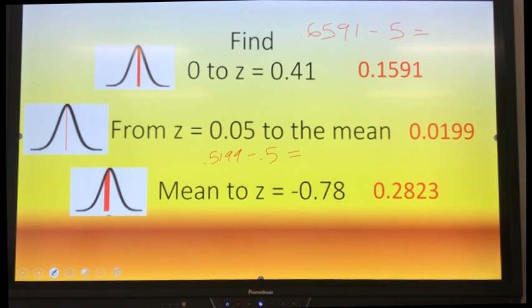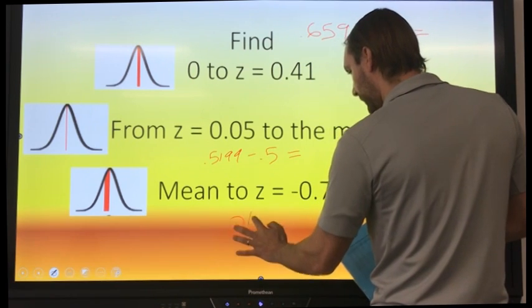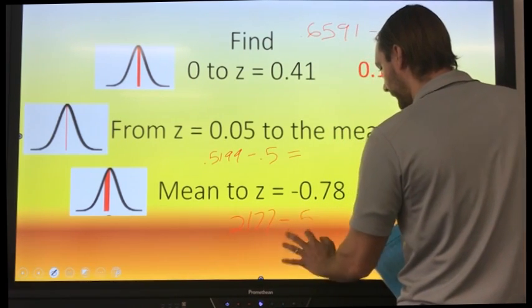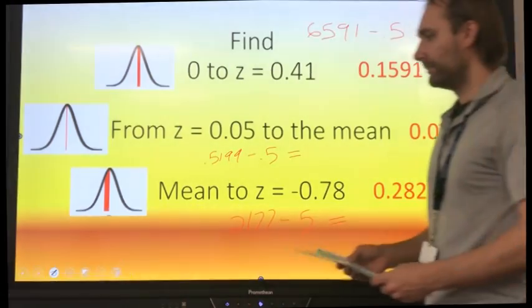1.99, okay. And if I have a z-score of a negative 0.78, gives me a probability of 0.2177, subtract that from 0.5. Again, have to change that to a positive. Did you get roughly 28.23%? Okay.